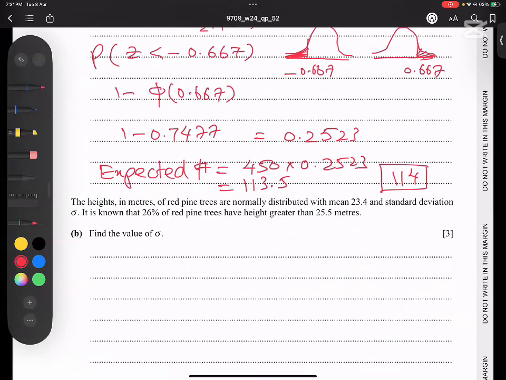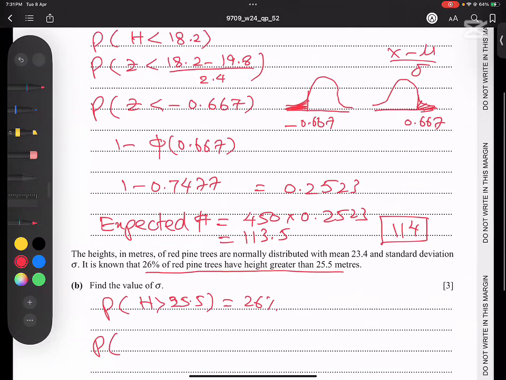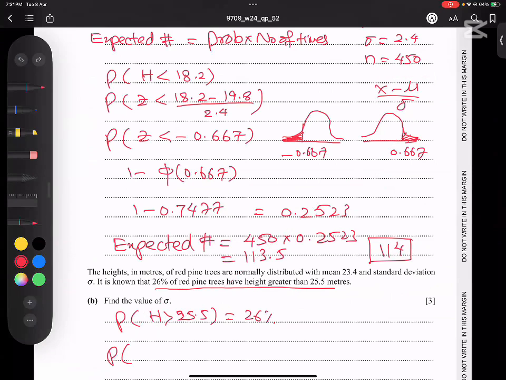Height in meters of red pine trees are normally distributed with the mean, this one, and deviation unknown. And 26% of red pine trees have a height greater than that. This is the most important sentence. Height more than 25.5 is equal to 26%. How to convert it? As I said before, this is a formula to convert it. So I'm writing Z immediately here. And what is the formula? You know, it is 25.5 minus mean, which is given by him. But the deviation is not given, 0.26.